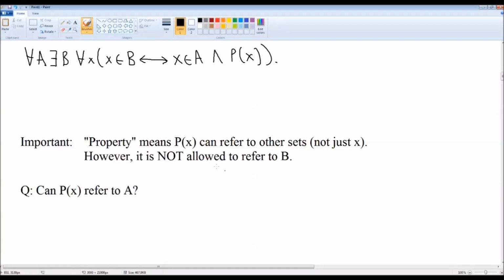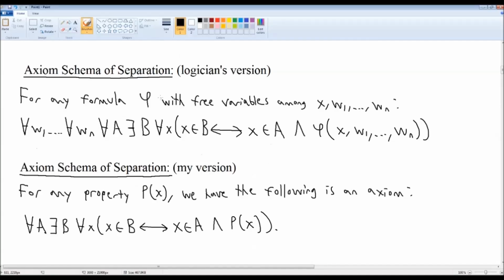Now you may be wondering, well, okay, P of X can't refer to B, but can it refer to A instead? Can it refer again to this A in this formula P of X? And the answer to that question is yes. And here's why. If we look back at the logic version, it might not be totally obvious why. But first of all, I want to let you know that there's actually different versions of the logician's version. And the version on Wikipedia actually allows A to be a free variable.